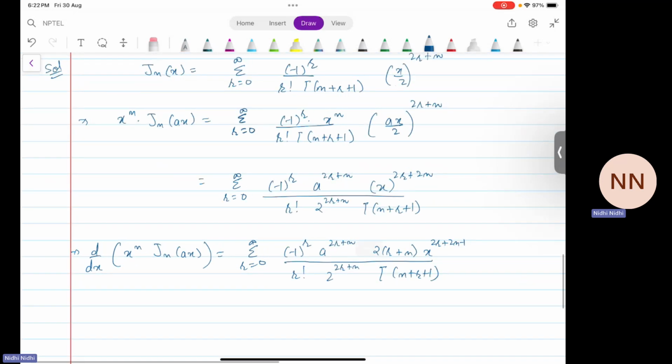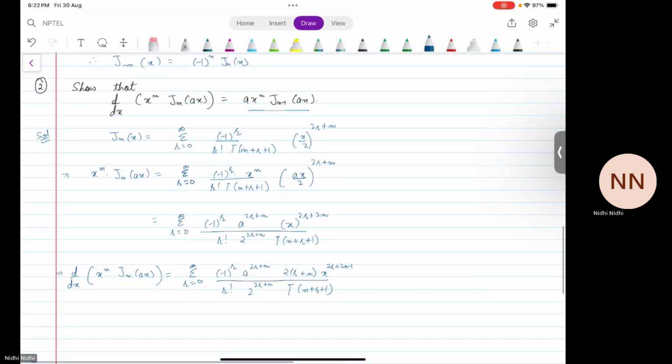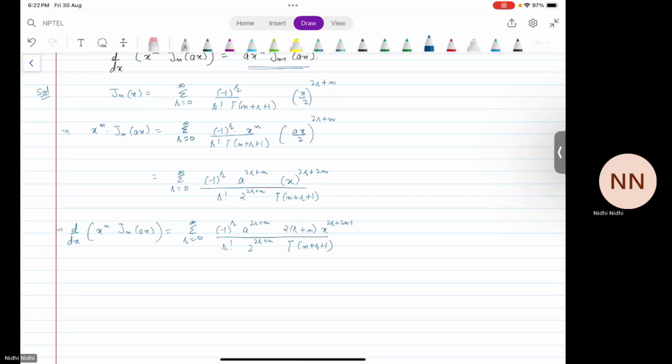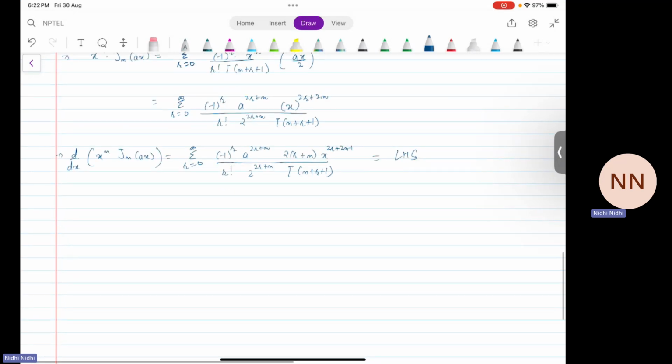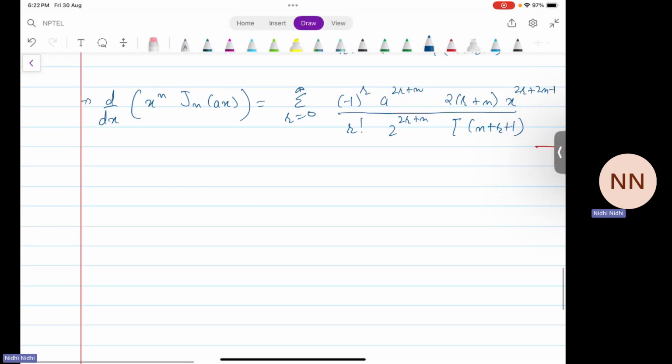So on the right hand side, we want some J(n minus 1)(ax). So let's see how it looks. So this was our left hand side. Let's mark it as number 1. So now our right hand side was a x to the power n J(n minus 1)(x).